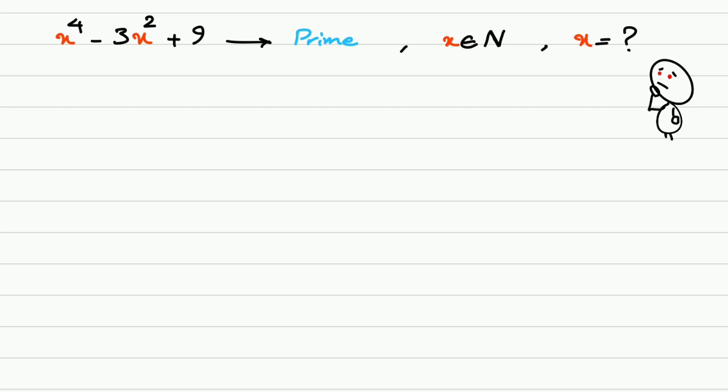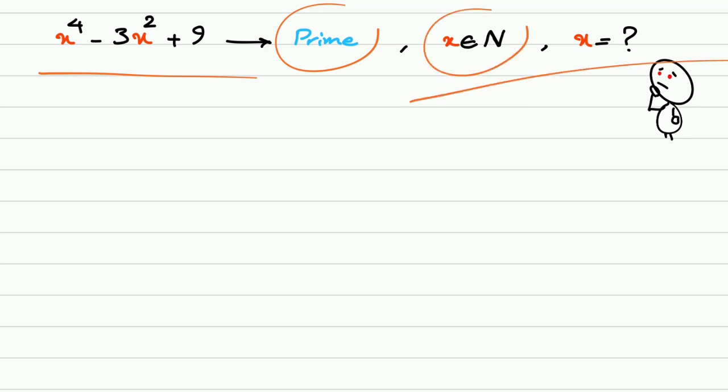Here we have a number theory problem. So this expression x to the fourth power minus 3 times x squared plus 9 is a prime number. And we also know that x is a natural number. We want to find x. Give it a try, then watch the solution.